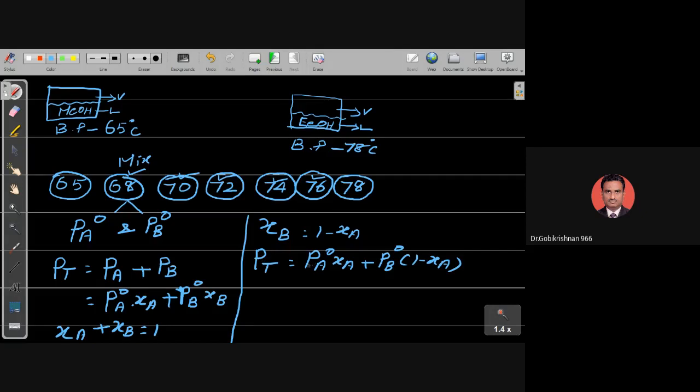PA0 you found for one particular temperature, and PB0 also you found for that temperature. Substitute everything and find the value of XA. The XA we found out. That's all. Therefore, we have to find the value of YA, which is equal to the partial pressure of A divided by the total pressure. This partial pressure of A I can write as PA0 XA divided by the total pressure.